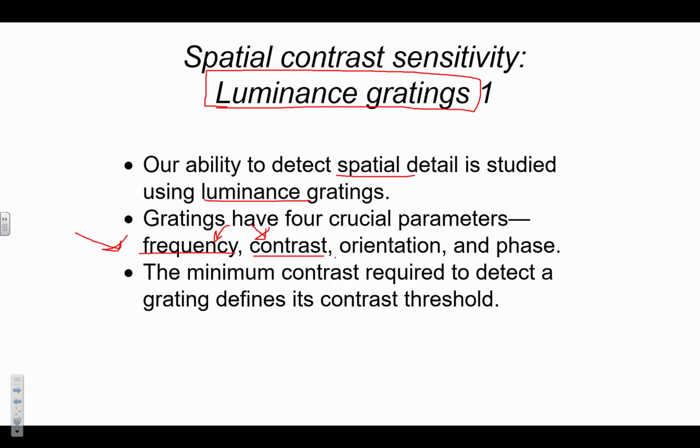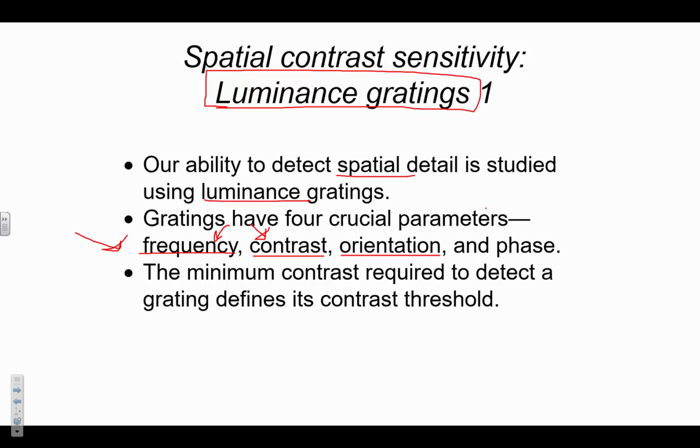The other thing we can change is orientation. What we mean by this is something that's vertical versus something that's horizontal. We can put it at any angle in between. So we can take this luminance grating and just rotate it around in a circle.